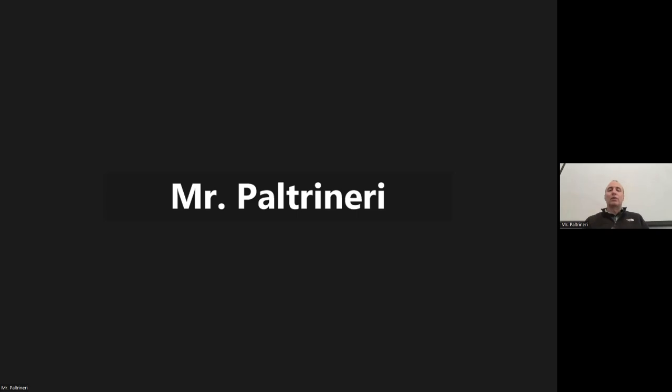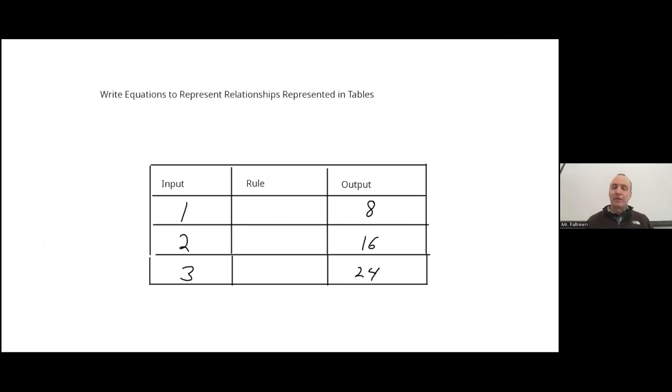Hello, hello, hello. So, short one today. Let's talk about this. It says writing equations to represent relationships represented in tables. What does all that mean?